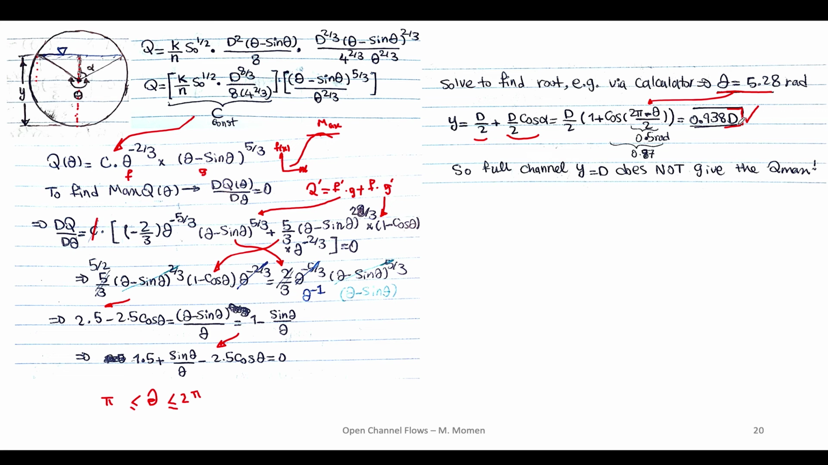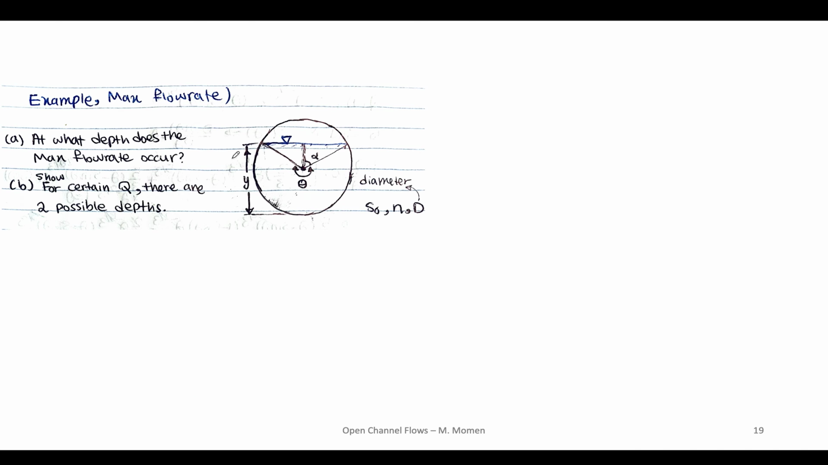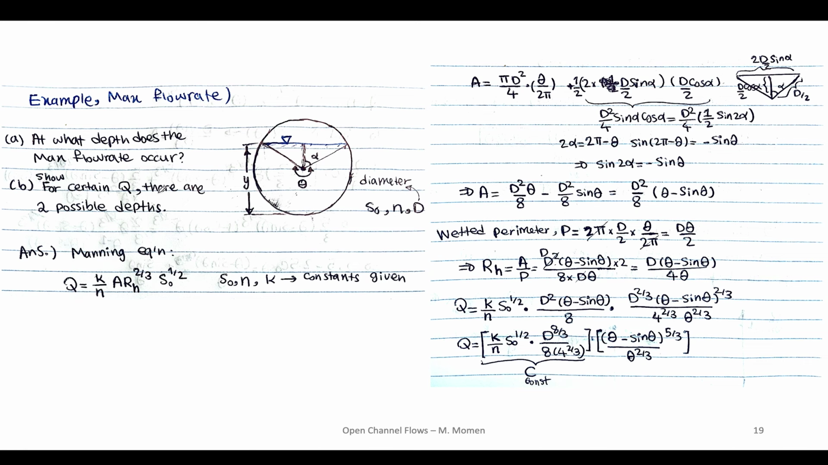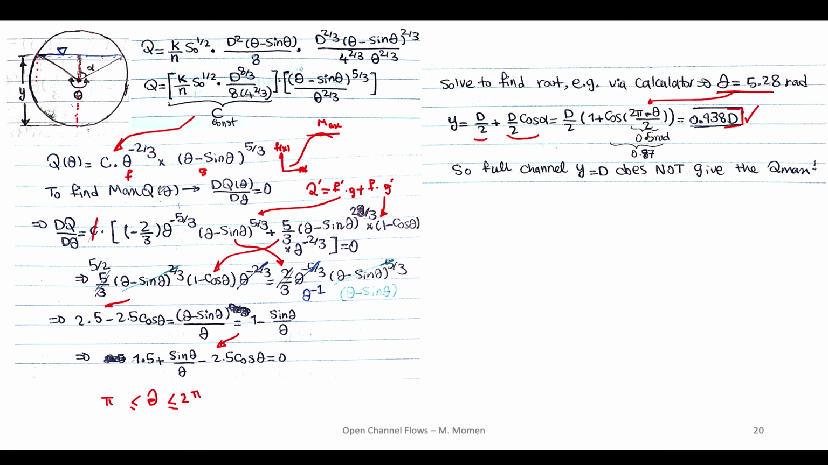So this is an important finding. And then the second question part wanted us to show that for a certain Q there are two possible depths. So we can guess what this means and where this happens. As you can see, when y equals 0.938d, somewhere around here, we have the maximum flow rate, okay?